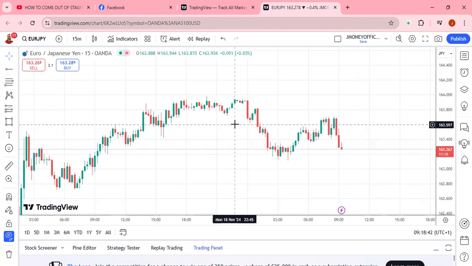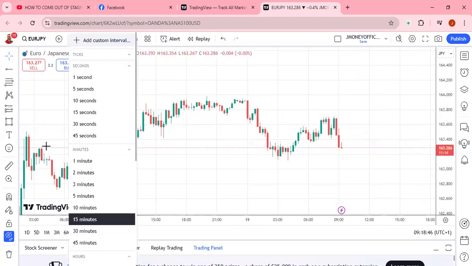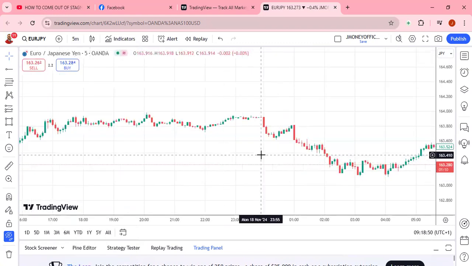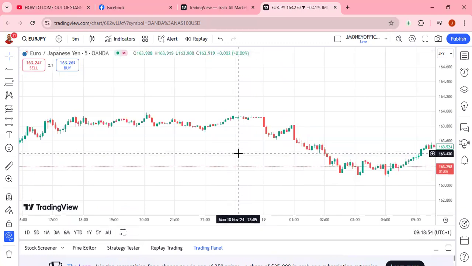This is when the market closed. If we break it down so that you see it very well, this is when the market closed around, this was the place here. Good.